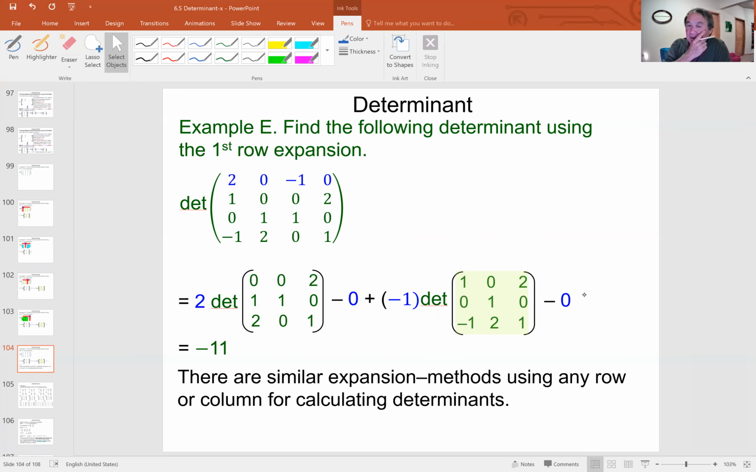You can easily find out on the internet, Google, so you can test this expansion method. You can do it according to any column or any row for calculating determinants. Okay, and we will stop here. That's it. Bye-bye.